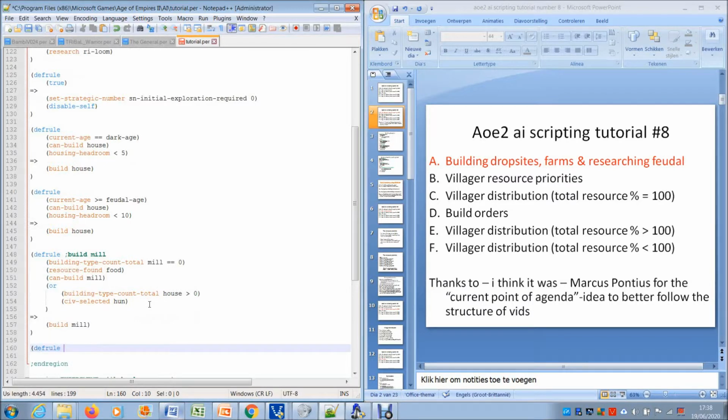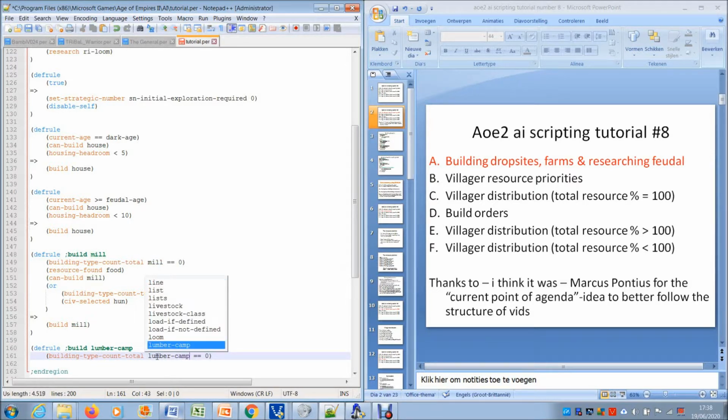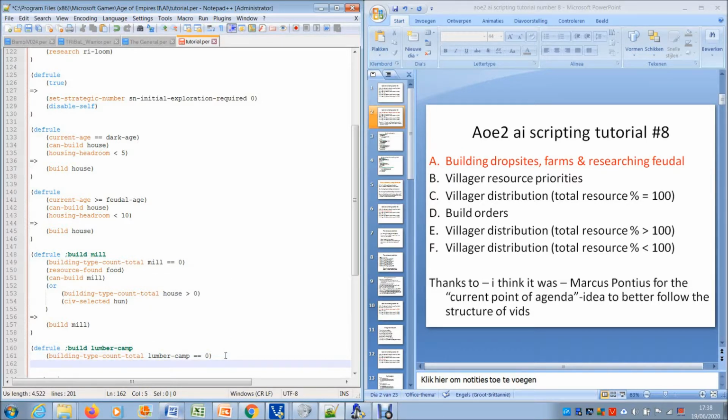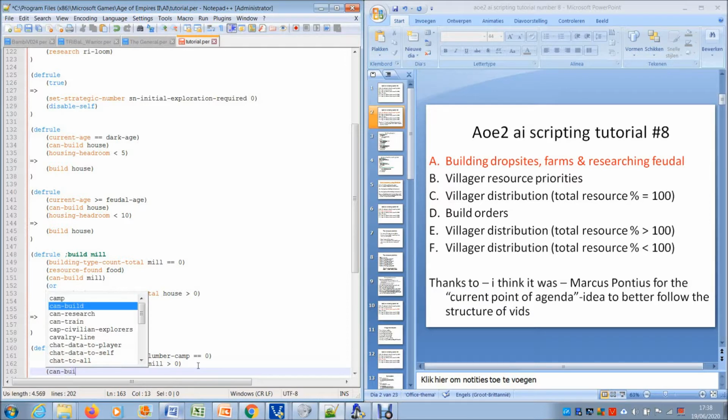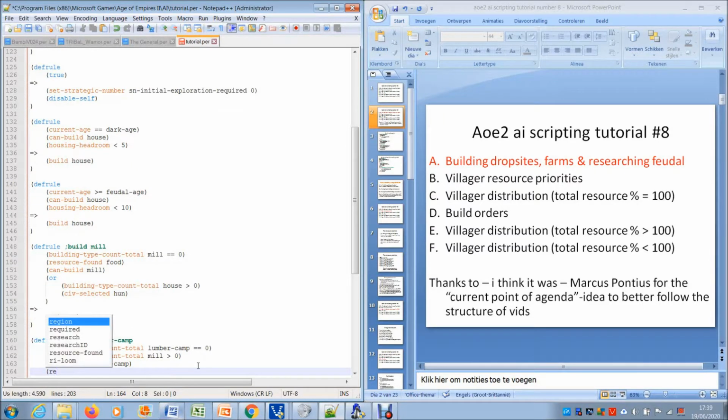Next step rule is we're going to build lumber camp. Alrighty. So first thing, we have to build one if we don't have one yet. I also want to build one if I know I've got a mill. That's why building type count total mill is greater than 0. Never forget, can build, and of course our new fact, resource found wood.